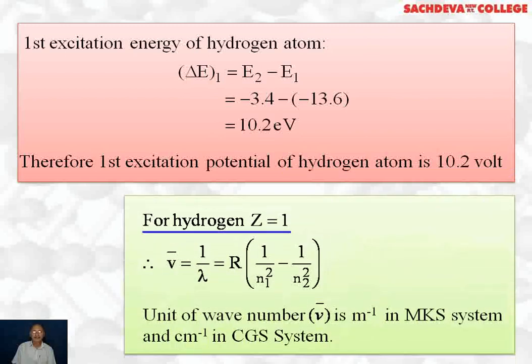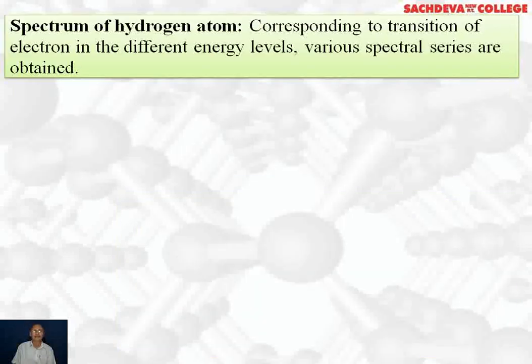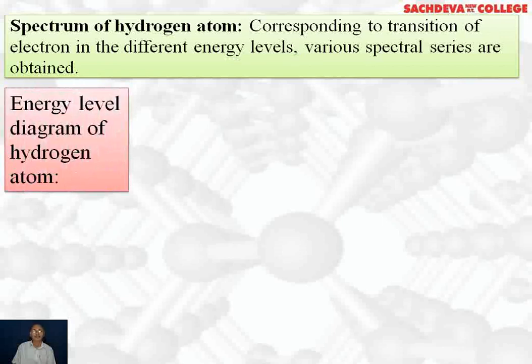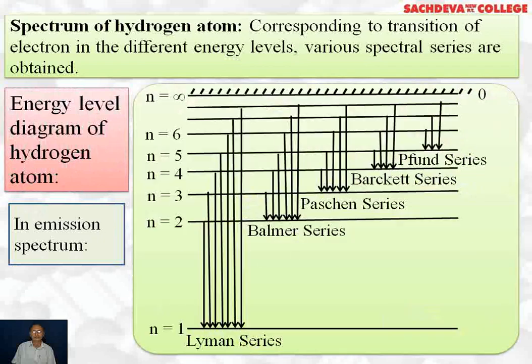For hydrogen, z is equal to 1, nu bar will be equal to 1 over lambda, which is equal to Rydberg constant into 1 over n1 square minus 1 over n2 square. The unit of wave number will be meter inverse in the MKS system, or centimeter inverse in the CGS system. The spectrum of hydrogen atom corresponds to transitions of electrons between different energy levels, and various spectral lines are obtained. This is the emission spectrum of hydrogen.